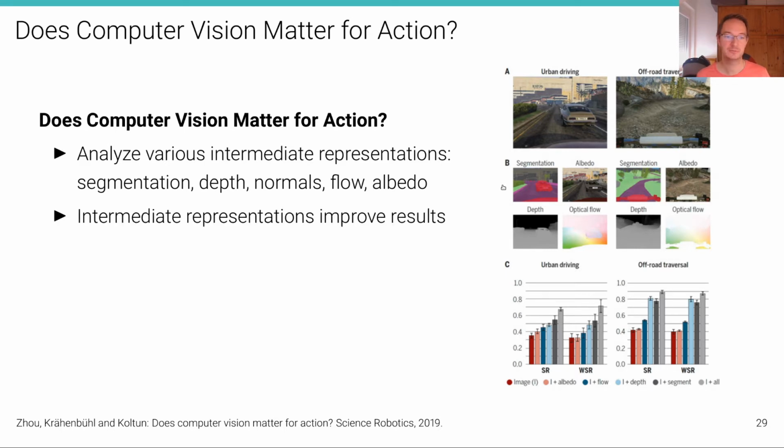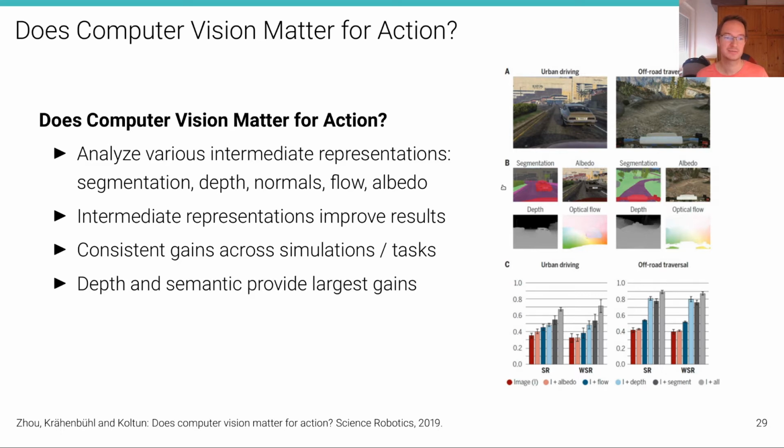And they found that intermediate representations often improve results and generalization. And they found consistent gains across different simulations and tasks. And in the case of self-driving, they found that depth and semantics provide the largest gains. In particular, depth provides large gains in off-road driving, where the geometry matters a lot, and semantic segmentation is a useful cue for inner city driving, where semantic classes can be more easily discerned than off-road.